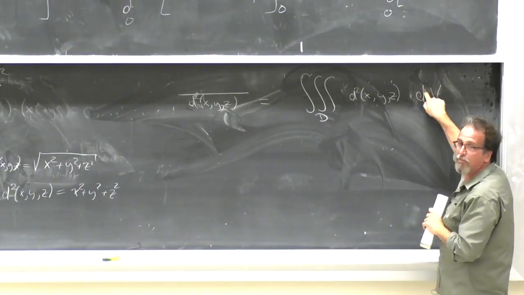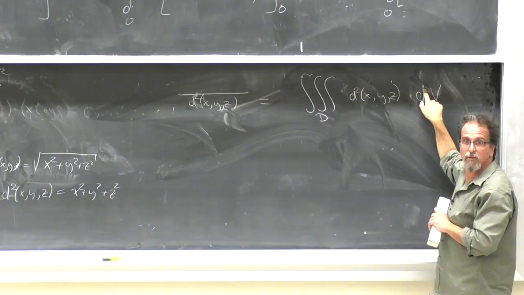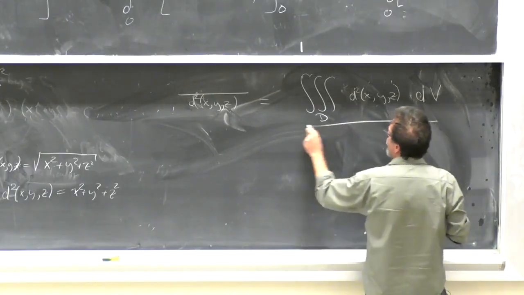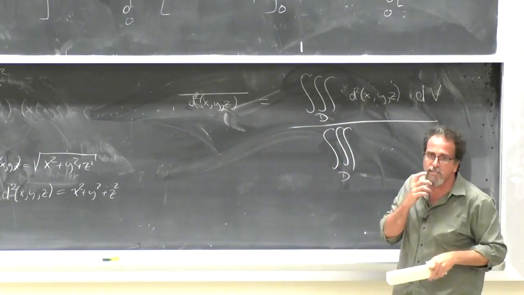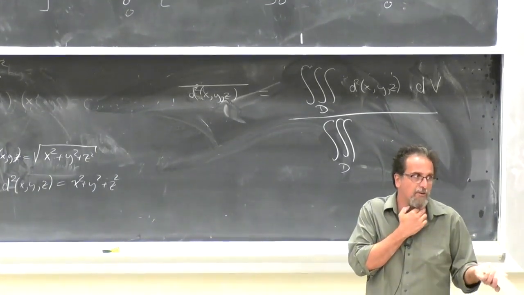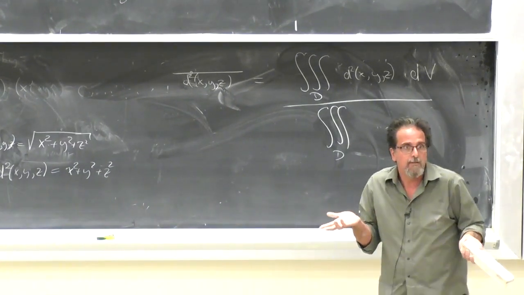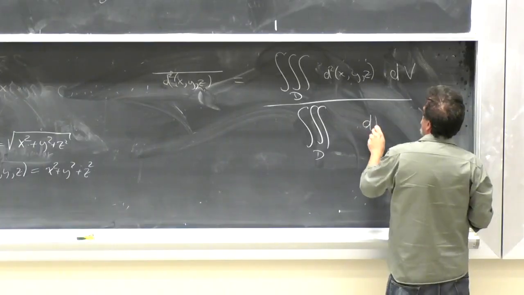By the way, sometimes I'll put a 3 up here to indicate that we're in 3 dimensions. Physicists would use a 3. Sometimes mathematicians do that too. Makes you remember that you're in 3D. Divided by the volume. Just as averages in 1D were the integral divided by the integral of the number 1, and in 2D the integral of the function divided by the integral of the number 1 with respect to area, it's the same thing. And you can see that this has units d squared times volume divided by volume.